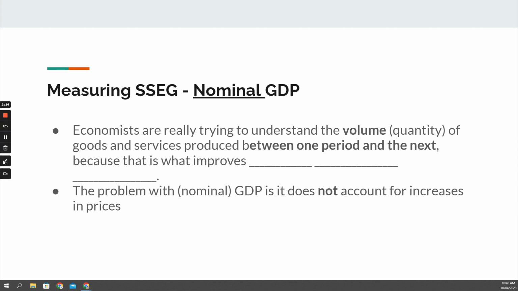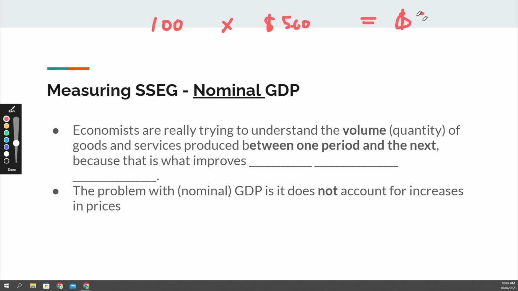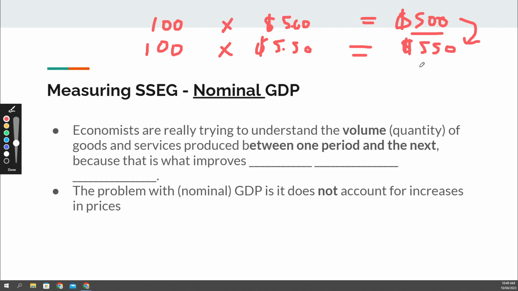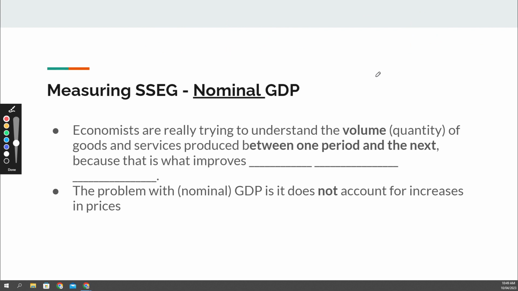So, for example, if I used a silly example here, if we had an economy that produced 100, let's call it coffees, and they sold them for $5, well, the nominal GDP in that economy would be equal to $500, right? That's the nominal GDP in the first period. In the next period, if they sold 100 coffees again, but the price went up to $5.50, well, if we were just measuring nominal GDP, we'd say this economy has increased its nominal GDP from 500 to 550. Now, if you didn't know about the impacts of inflation, you'd say that that's an improvement in material living standards. But that's not the case, is it? Because all that happened is the prices went up and the volume actually stayed the same. It went from 100 to 100.